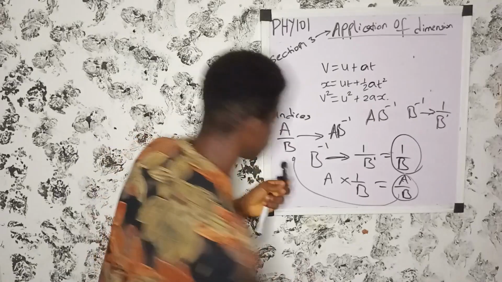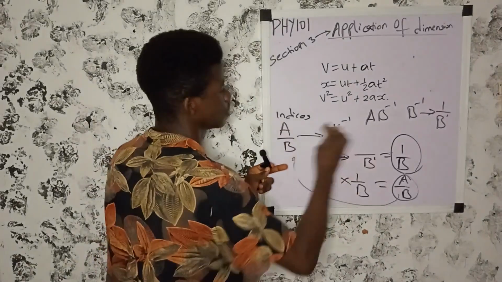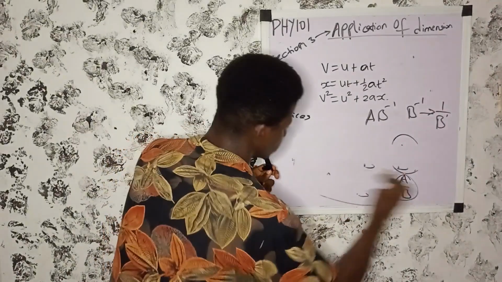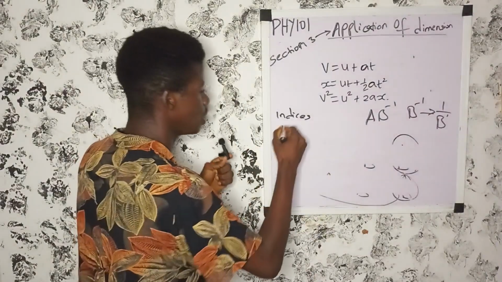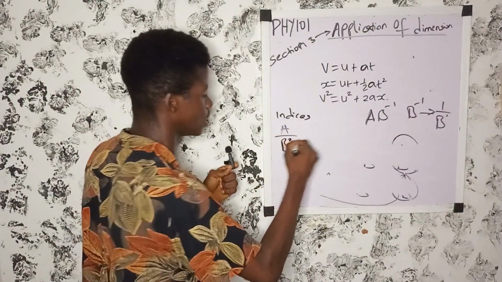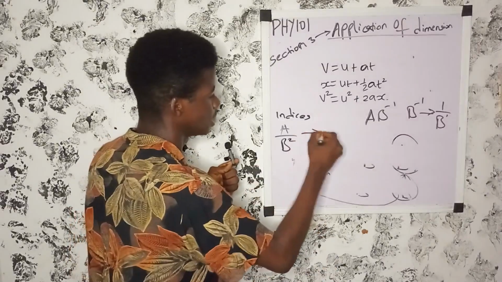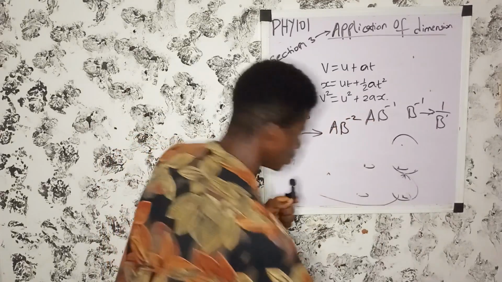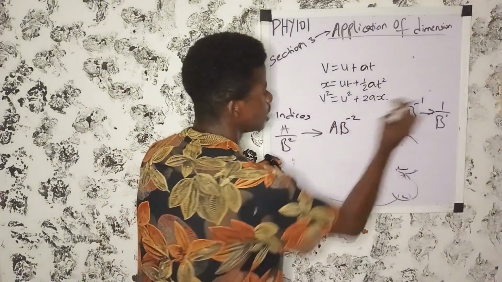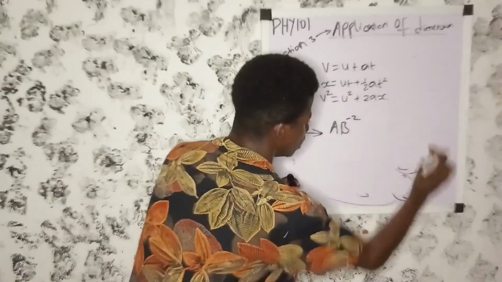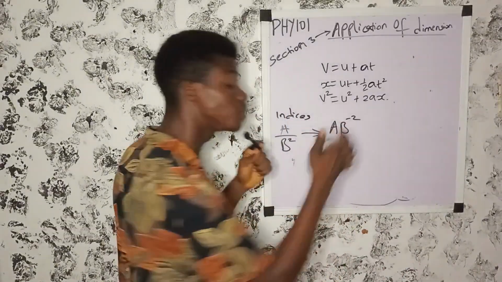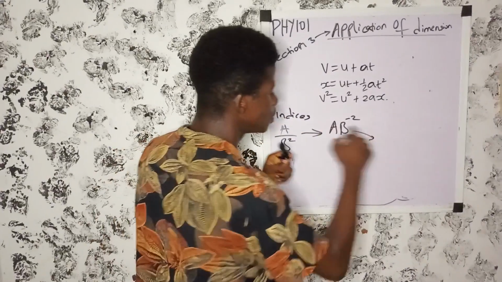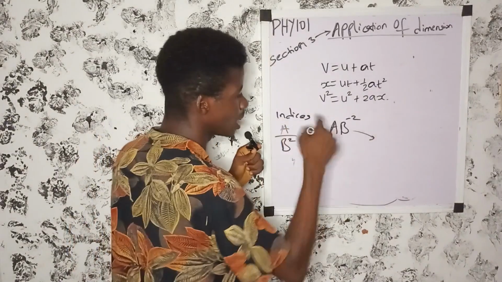So now let's continue. For example, a over b squared is the same thing as a times b raised to power minus 2. Now, b raised to power minus 2, I told you guys, is said like that.